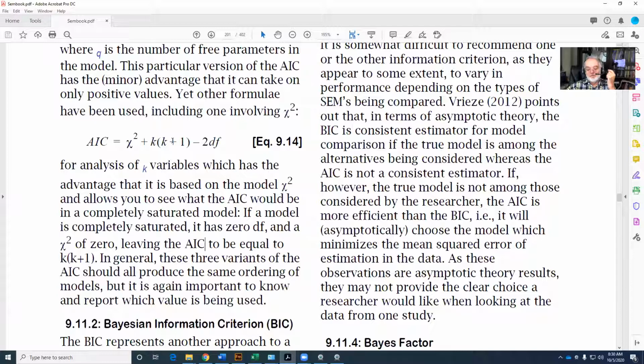But my take-home message for you is, on AICs, look at your computer program and check the manual to see if large numbers are good or small numbers are good.